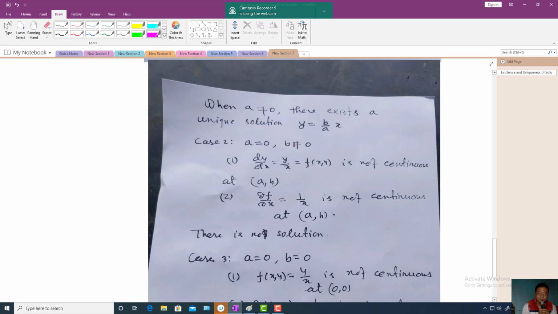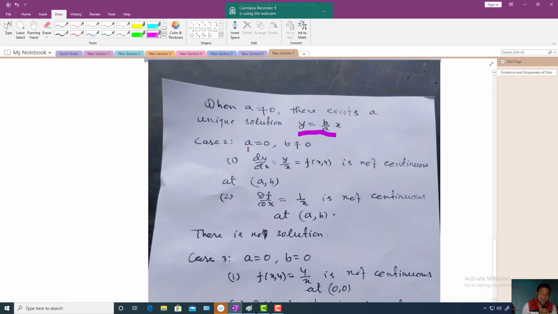So what is the nature of the solution? y is equal to (b by a) x. What does it represent? It represents a family of straight lines whose slope is b by a. If you take different b and a, you will get different straight lines passing through the origin. So whenever a is not equal to 0, you take b by a as the slope, and then you draw a line passing through the origin. That is going to be a solution.